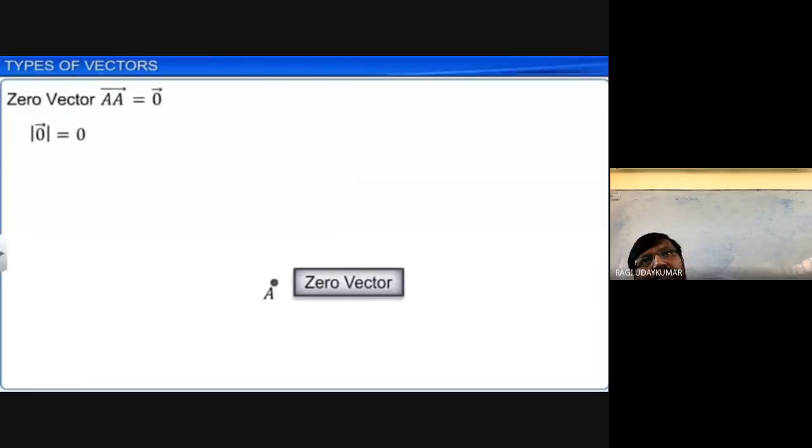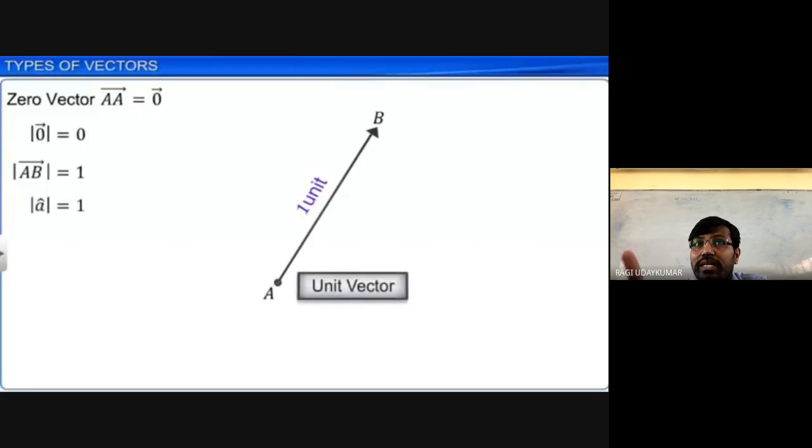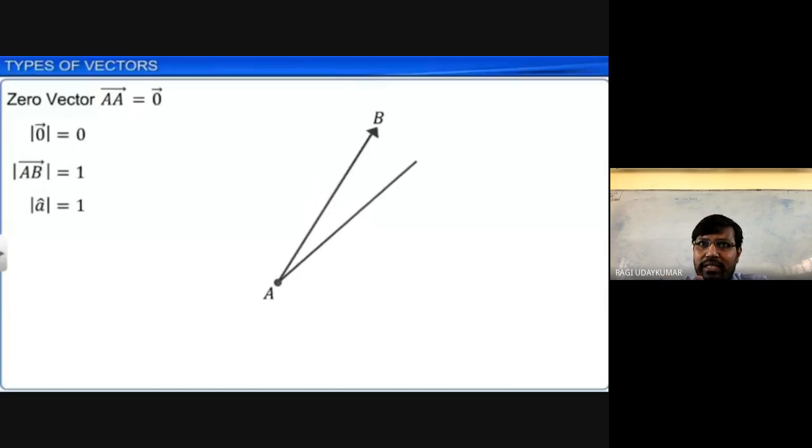Zero vector, and the magnitude of the zero vector is... zero vector को O represent करना है, actually O vector represent करना है, and the magnitude of the zero vector will be equal to 0. This is zero vector, and the vector whose magnitude is equal to 1 is called a unit vector. The first one is zero vector or null vector.